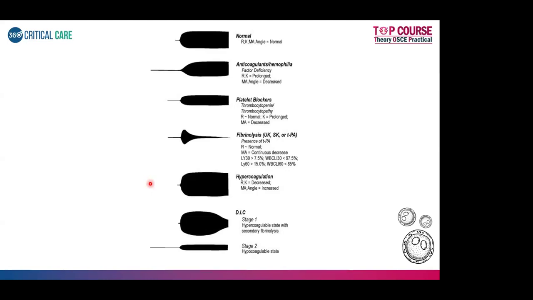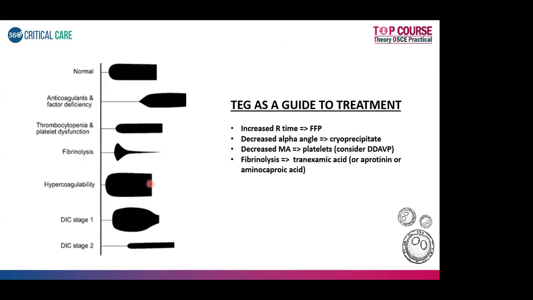Most of the centers with a transplant setting will have this. As a take-home message, if you're looking at TEG, any increase in R time, give FFP. Decrease in alpha angle, give cryoprecipitate; the whole thing is about fibrinogen. Maximum amplitude, probably you have to give platelets. Then you have to consider DDAVP.